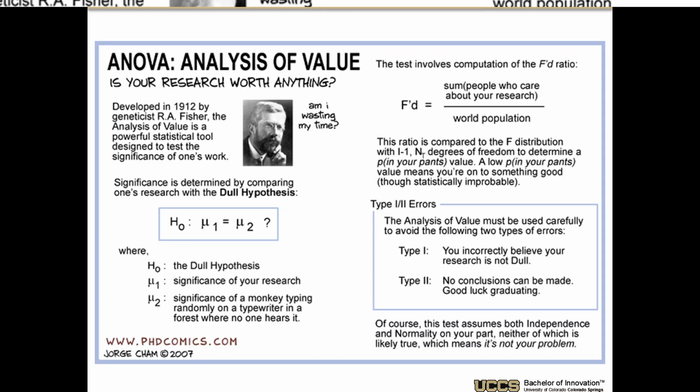Sorry, I'm laughing at the fact that... You incorrectly believe your research is not dull. Yeah. No conclusions can be made. Good luck graduating. This is the dull hypothesis, not the null hypothesis. I thought you might actually like the F's. Upper right. You have to pronounce it properly, then it makes it funnier.